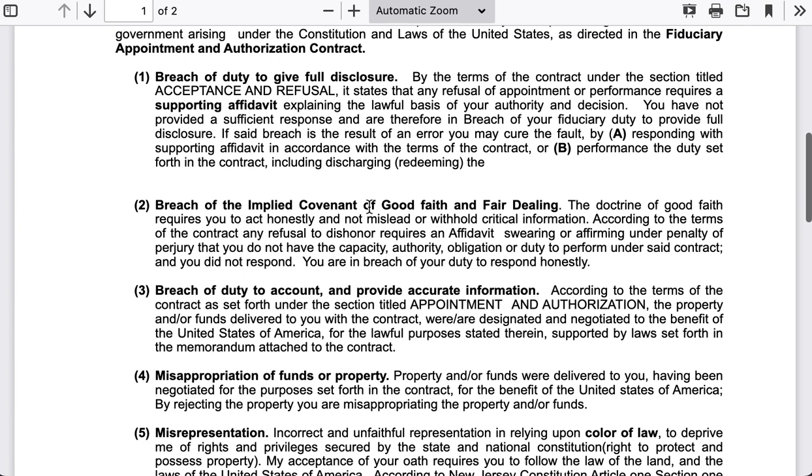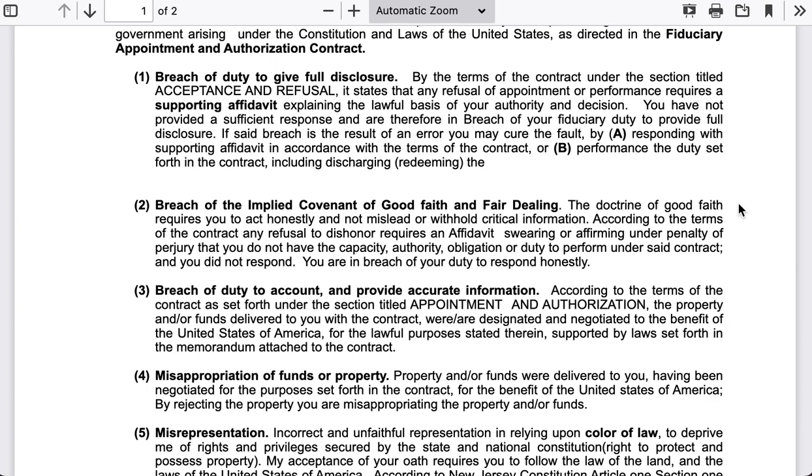Breach of implied covenant of good faith and fair dealing. The doctrine of good faith requires you to act honestly and not mislead or withhold critical information. According to the terms of the contract, any refusal or dishonor requires an affidavit swearing or affirming under penalty of perjury that you do not have the capacity, authority, obligation, or duty to perform under said contract, and you did not respond. You are in breach of your duty to respond honestly.